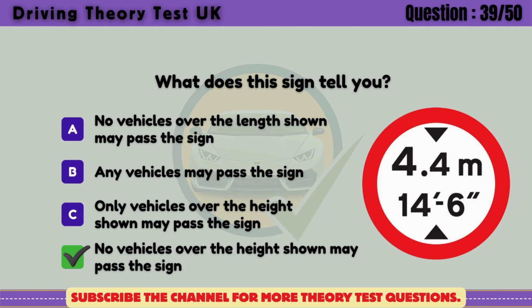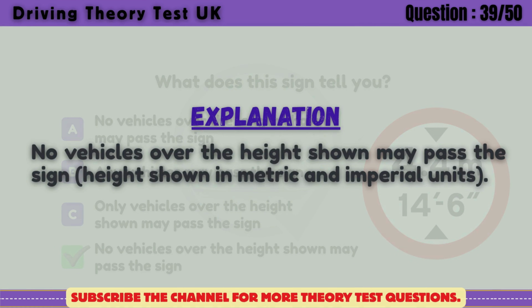Answer is D. No vehicles over the height shown may pass the sign. No vehicles over the height shown may pass the sign, height shown in metric and imperial units.